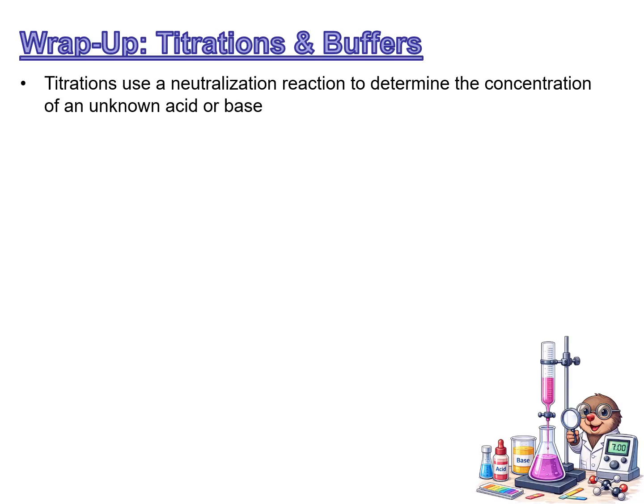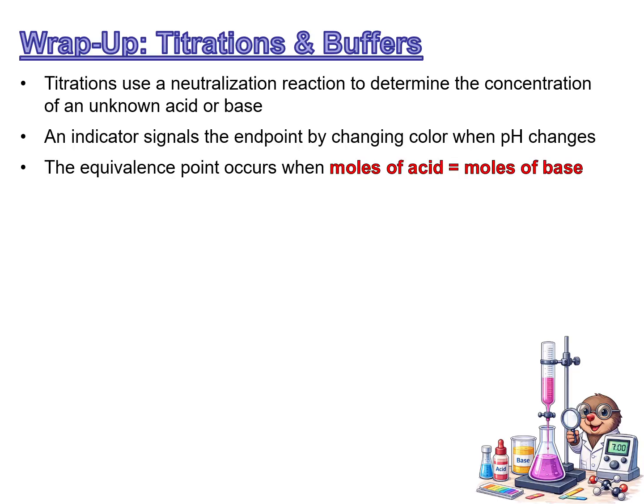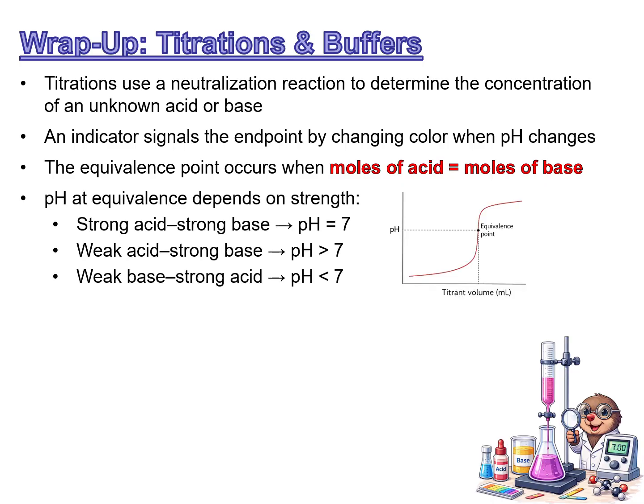All right, so that's it for the new material. So the wrap up for titrations and buffers. Titrations are just taking advantage of a neutralization reaction to determine the concentration of an unknown acid or base. An indicator signals the endpoint by changing color when the pH changes at that appropriate range. Remember, we want to pick an indicator that changes color close to where we're going to go through that equivalence point. The equivalence point occurs when the moles of the acid are exactly equal to the number of moles of base present, because that's where they got neutralized.